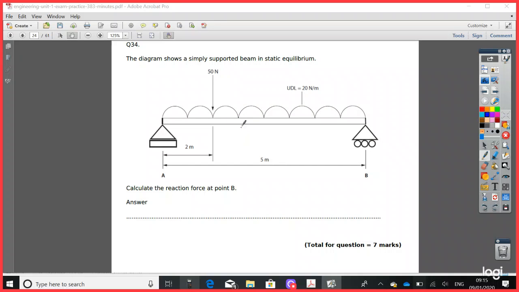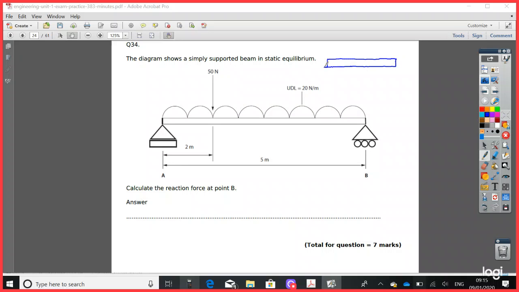Okay, this is question 34 of the exam practice medley. Now, this is the question I predict will be in the January 2020 exam, because this wasn't in the June 2019. And I'm sure this is going to come up. But will it be in this format? I don't know.